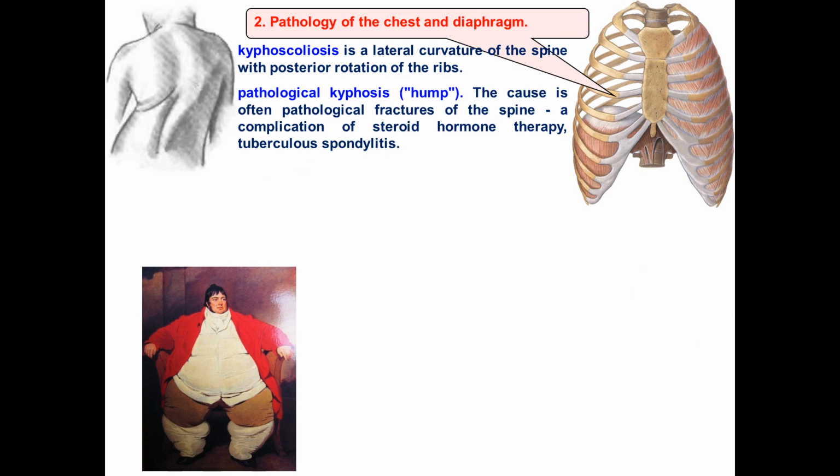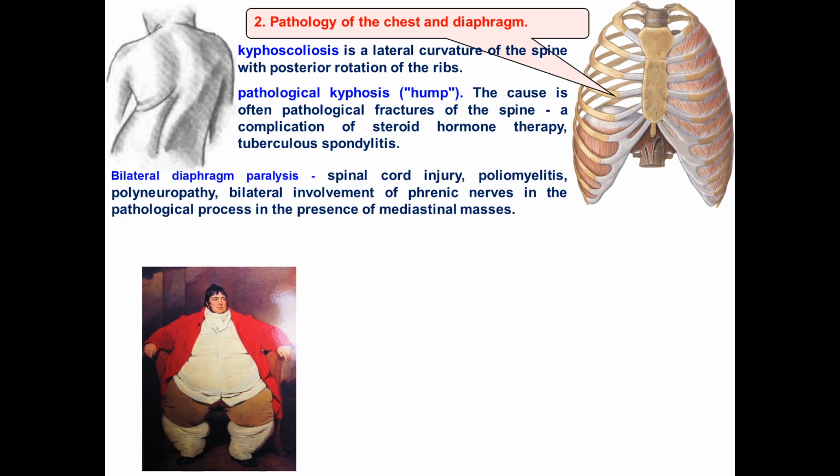The second group is pathology of the chest and diaphragm. For example, kyphoscoliosis is a lateral curvature of the spine with posterior rotation of the ribs, or pathological kyphosis, or hump. The cause is often pathological fractures of the spine, a complication of steroid hormone therapy, or tuberculous spondylitis.